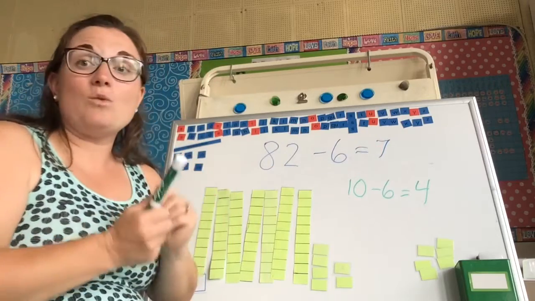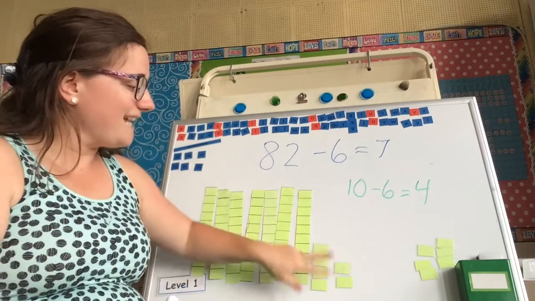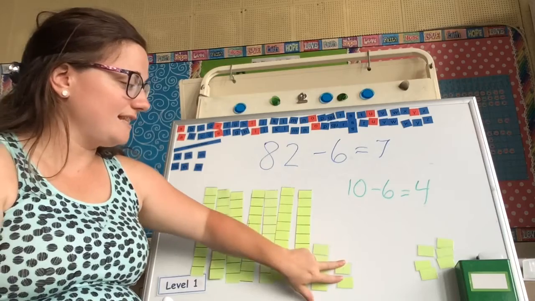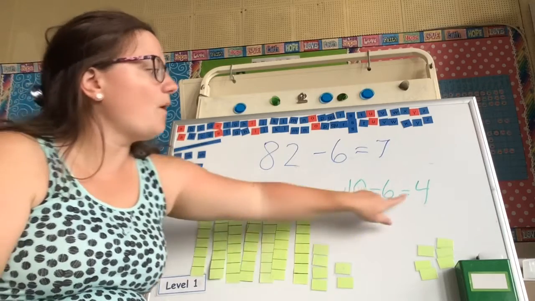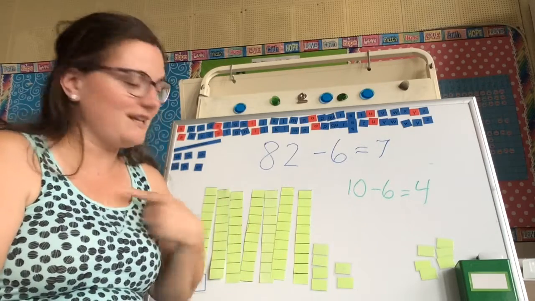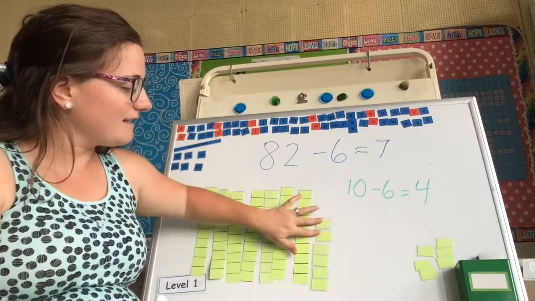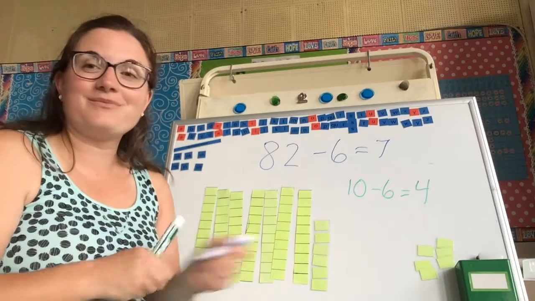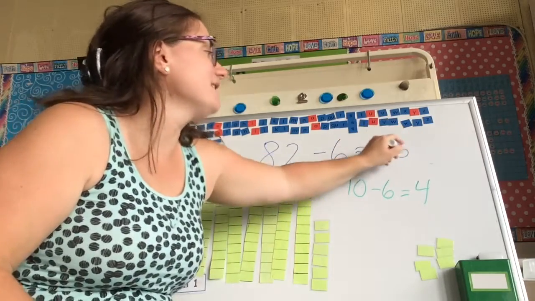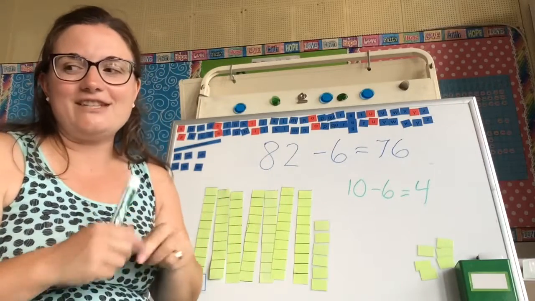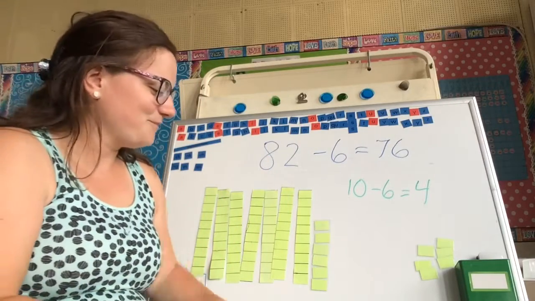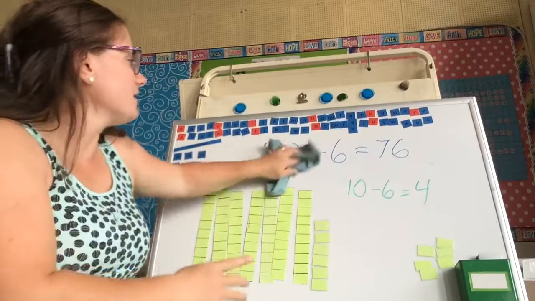And let's see how many ones I have. Well, I still have my 2 ones here. And then I have my 4 left from my 10 take away 6. So what's 4 plus 2? 6, right? So my answer is 76. Okay, let's do another one here.